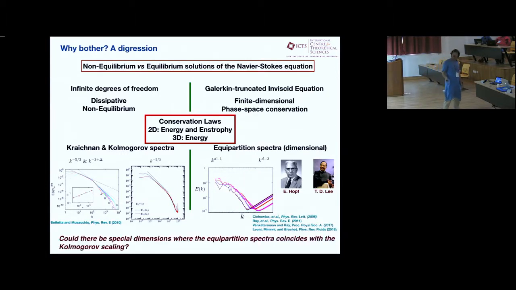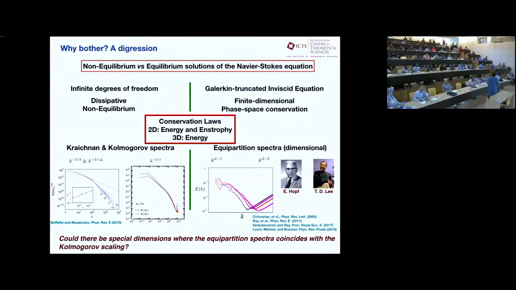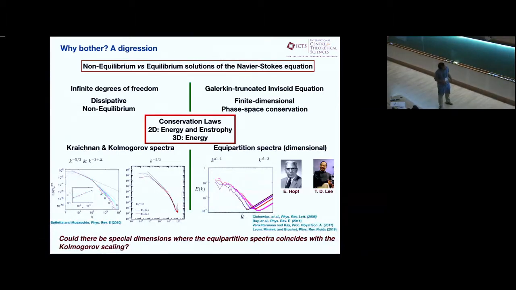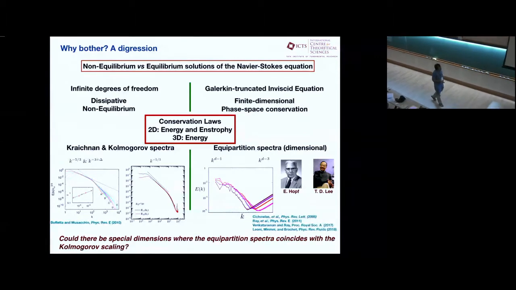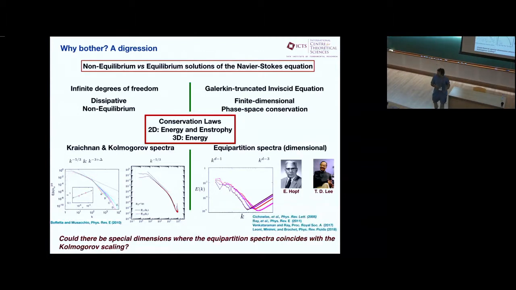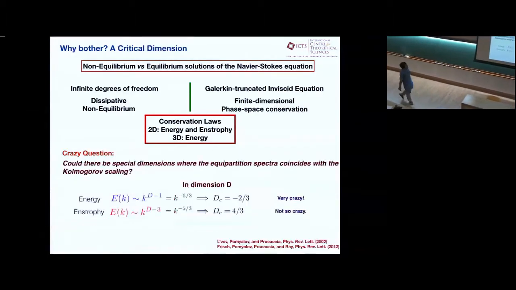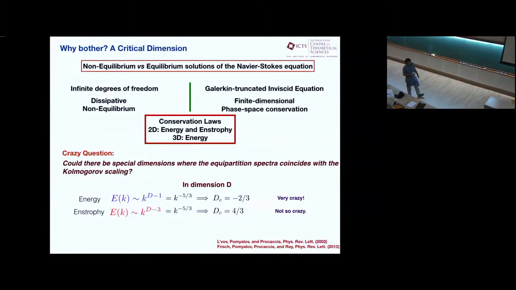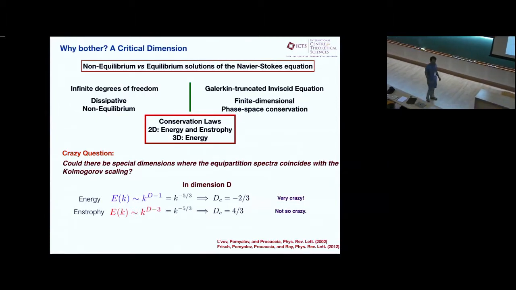All right. So the question that one can ask is, we know that k squared looks very different from k to the minus 5/3, right? So why in the world should we be bothered about trying to even look at equipartition spectra, because they're so different from everything that you see in experiments and measurements? You can ask yourself the question, could there be special dimensions where this spectra coincides with the Kolmogorov spectrum? And if you can see these dimensions, then does it tell us a little more about what's going on in the full Navier-Stokes equation?